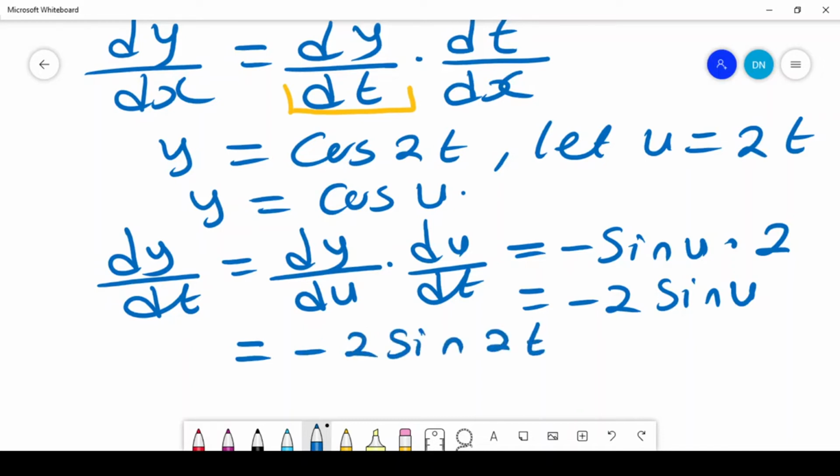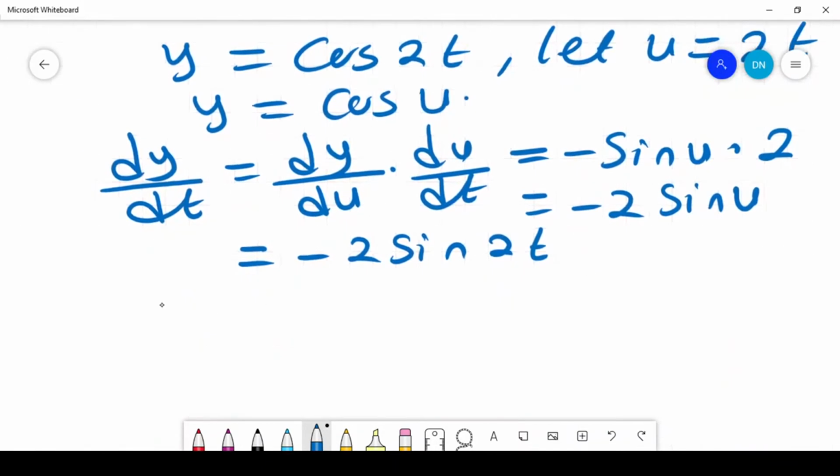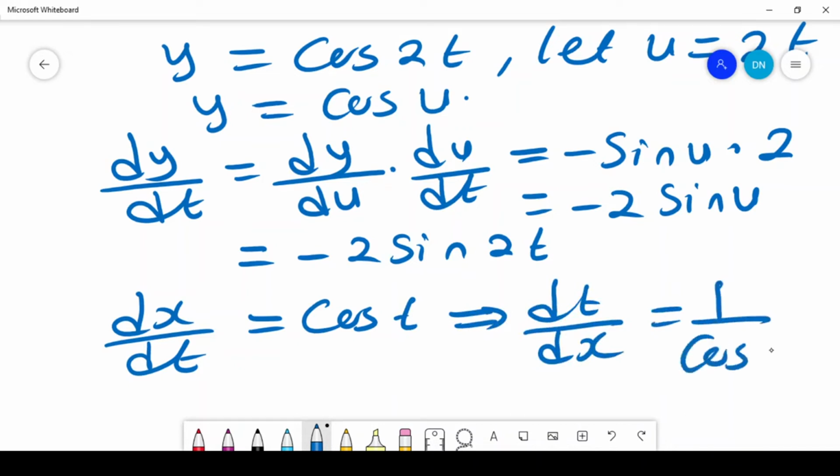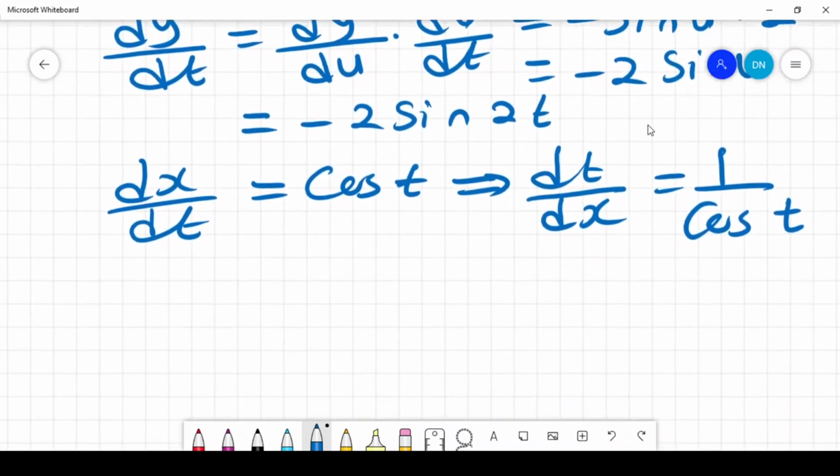What about dt/dx? Remember, what you have been given is x equals sine t. So the first thing is I have to look for dx/dt. The first derivative of x with respect to t is cos t. And therefore, dt/dx is 1 over cos t. From that, I just get the reciprocal of that value that we got.